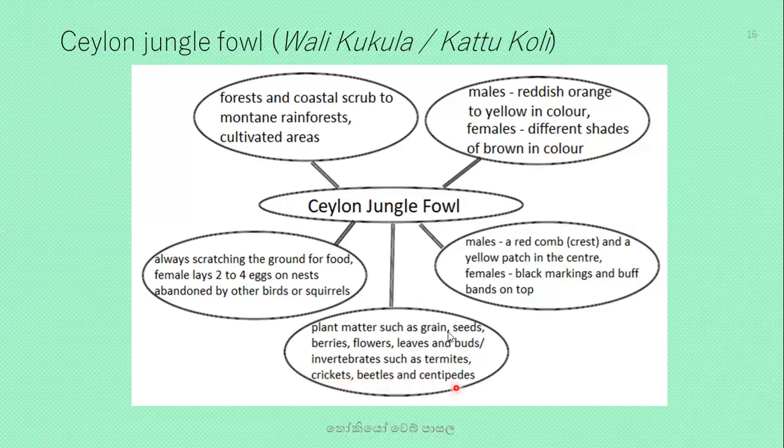Such as grain, seeds, berries, flowers, leaves and buds. Right? ඒ කියන්නේ ශාකමය දේවල් වලින් හැදිච්ච දේවල් තමයි කන්නේ කියලා තමයි කියන්නේ. ඊට අමතරව තව තැනක මට හම්බුණා invertebrates such as termites, crickets, beetles and centipedes. Right? මෙතන තියෙනවා invertebrates. ඒ කියන්නේ පොඩි පොඩි කුරුමිනියෝ වගේ පොඩි පොඩි සත්තු such as termites, crickets, beetles, centipedes.